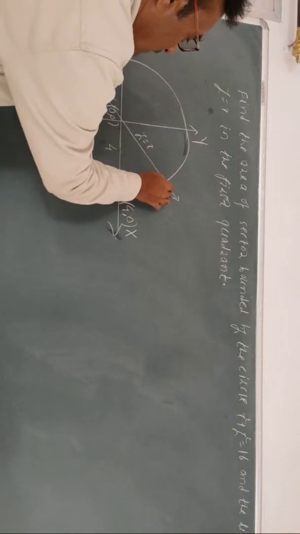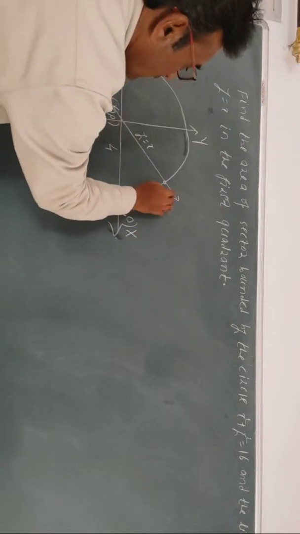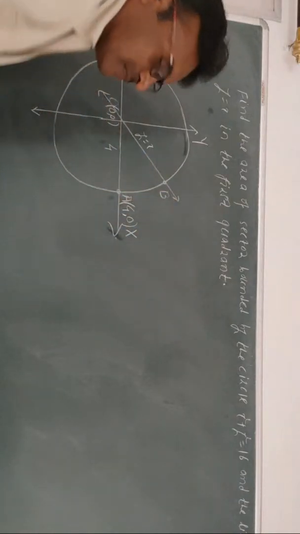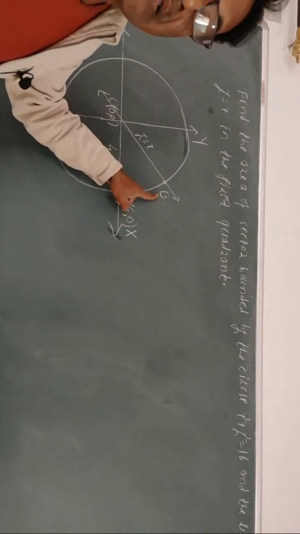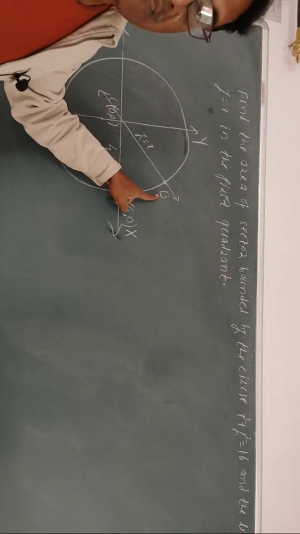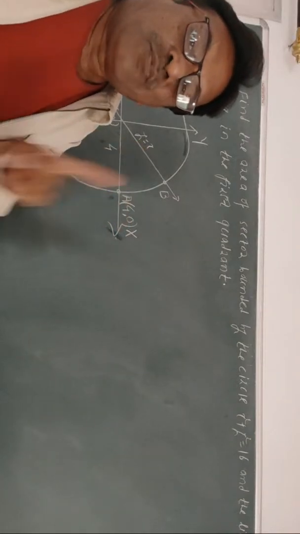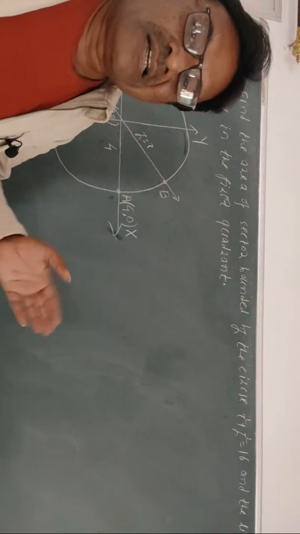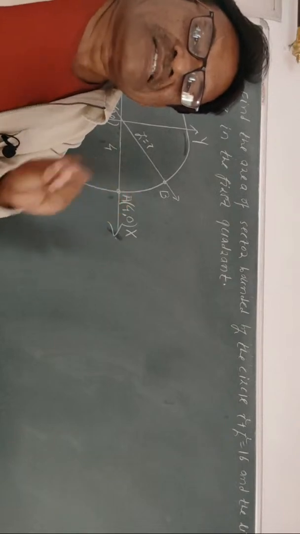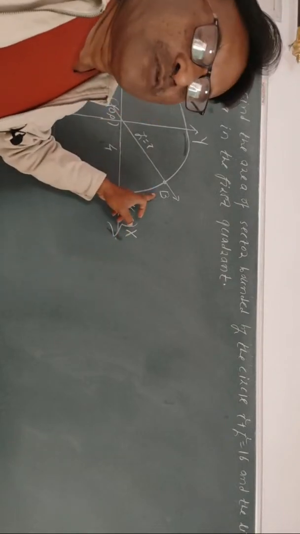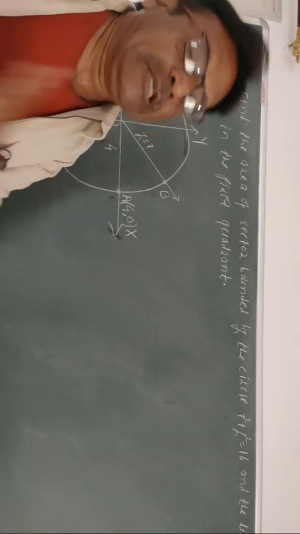Then this line, the given line y is equal to x, intersects the given circle at a point, say capital B. Then we find the coordinates of point B. Remember that point B is the point of intersection of the given circle and the given line. So we solve these two equations and find the values of x and y. x is the x coordinate of point B, and y is the y coordinate of point B.